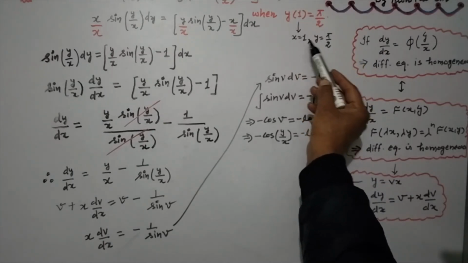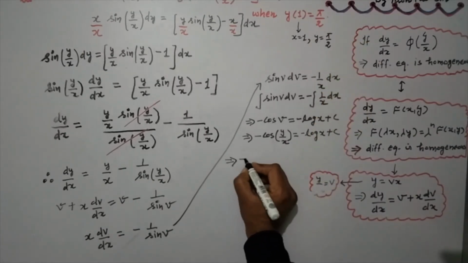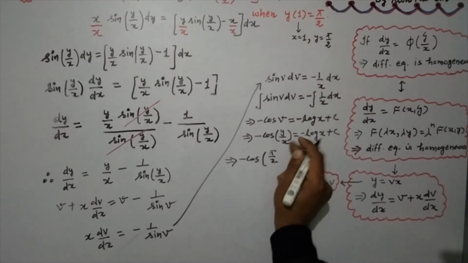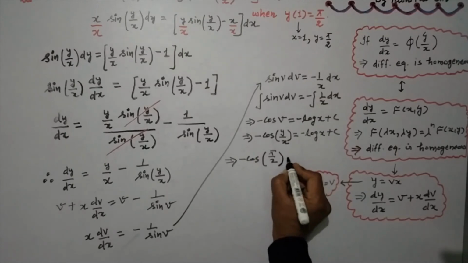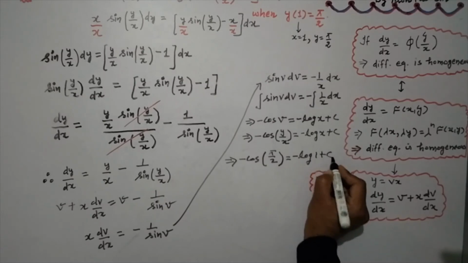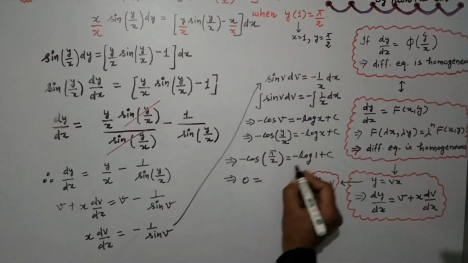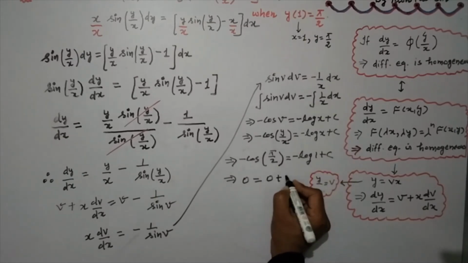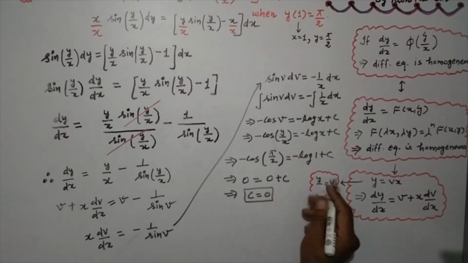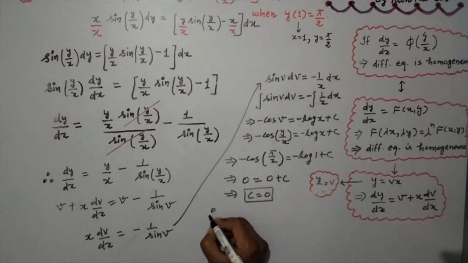So this is the general solution, but here we are also given the condition y of 1 is equal to pi by 2. Put x is equal to 1 and y is equal to pi by 2. So this gives us minus cos of pi upon 2 upon x, that is 1, is equal to minus log of x, that is 1, plus c. Now what is cos of pi by 2? This is 0, is equal to log 1 which is also 0, plus c. So we say that the value of c is 0.